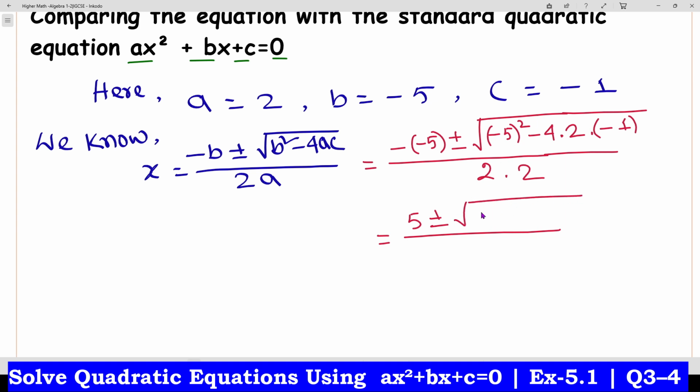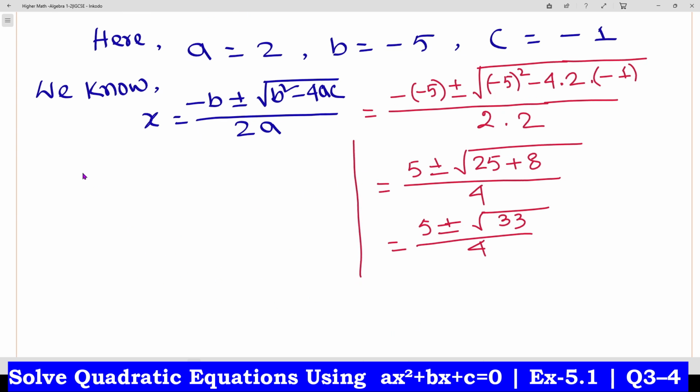Okay, so now we are going to calculate. Minus and minus is a plus, so 5 plus minus root over minus 5 square, it's 25, minus and minus, it will be plus 4 times 2 is 8, 8 times 1 is 8, 2 times 2 it's 4, right? So what will be the answer here? We will get 5 plus minus root over 25 plus 8, it's 33, divided by 4.